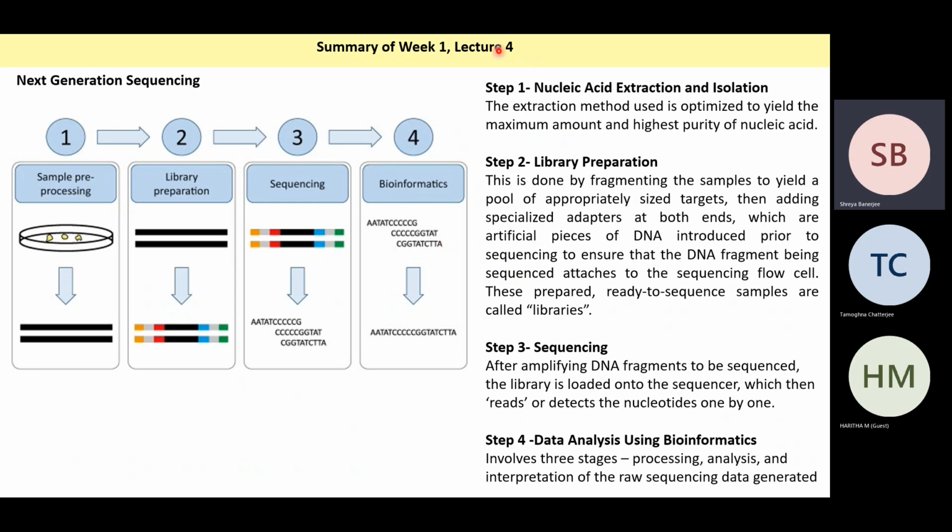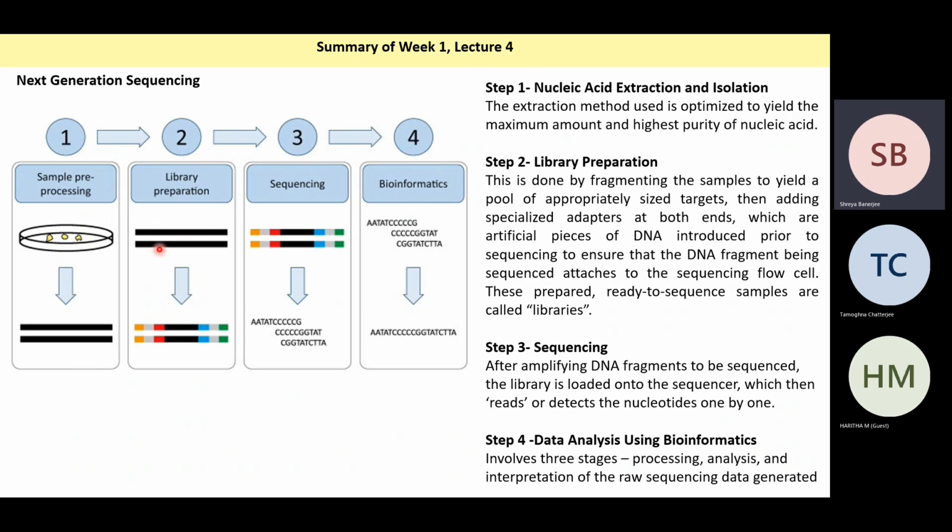In lecture 4, Sir taught an improved sequencing technique called next generation sequencing, or NGS. So what is done in this is there are 4 steps. Firstly, the nucleic acid extraction and isolation. So the extraction method used is optimized to yield the maximum amount and highest purity of nucleic acid. After that, the second step is library preparation.